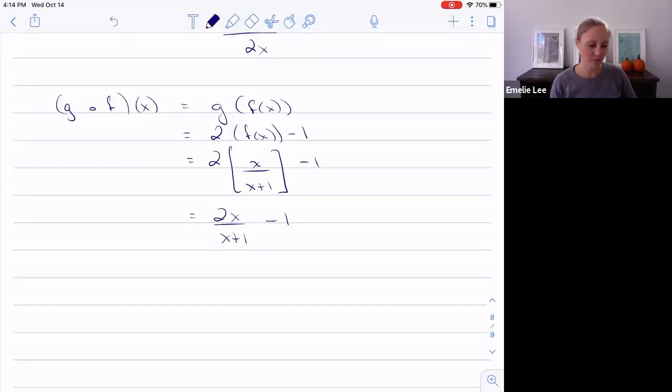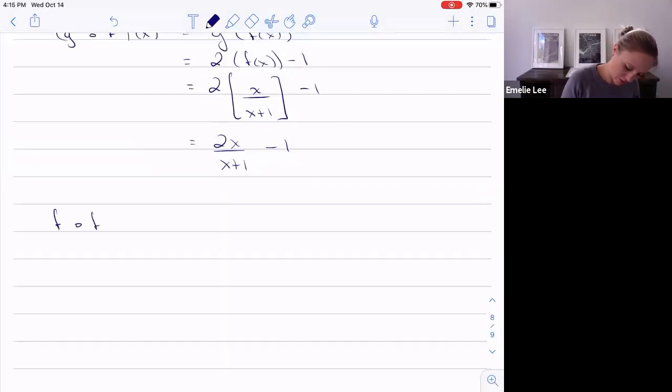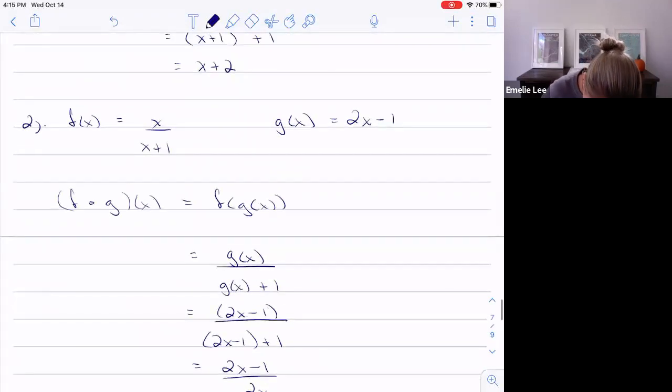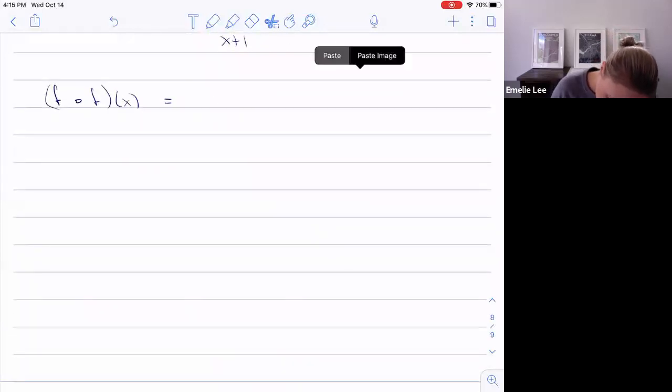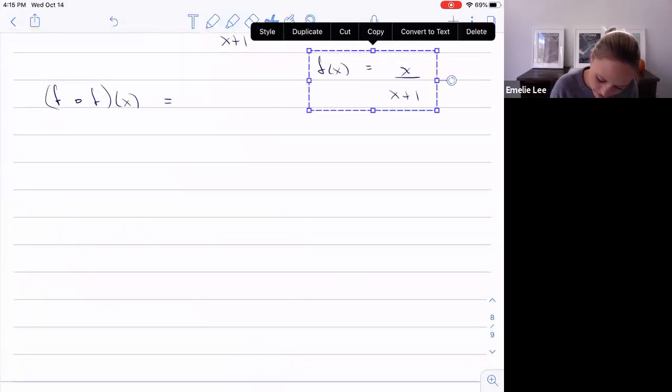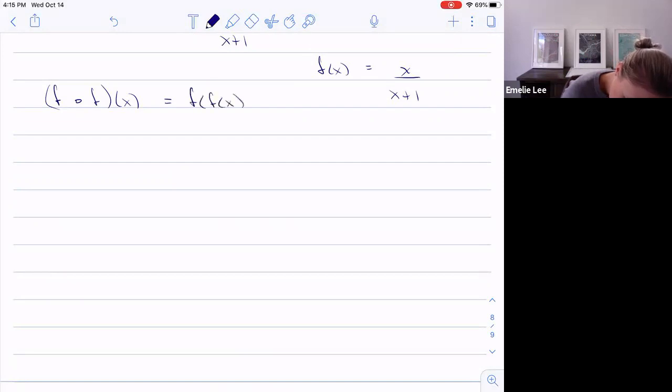So, f composed with f of x. Here we go. F of x, let me just bring down my copy. Little reminder over here what f of x is. F of x, f composed with f of x.